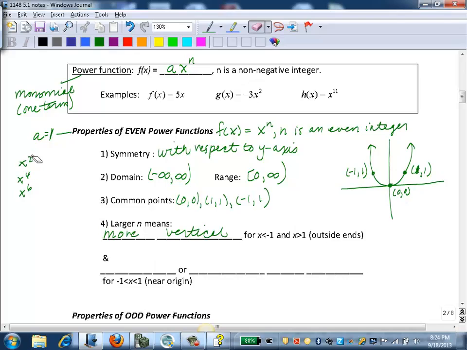So as the exponent goes from squared to 4th to 6th, etc., as it gets larger, on the outside ends, it's going to become more vertical, steeper, if you will. And then the graph is going to become flatter or closer to the x-axis if you zoom in near the origin between -1 and 1.